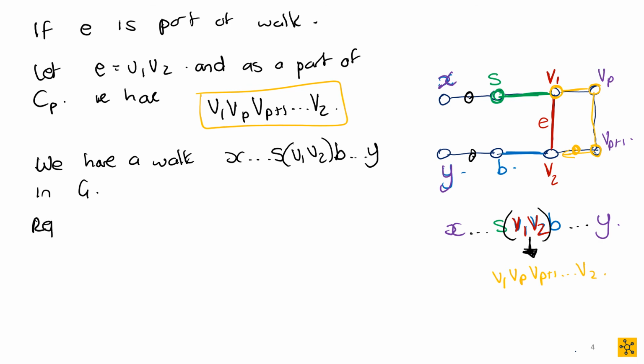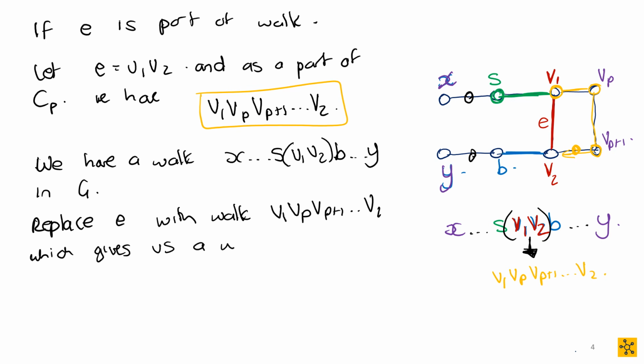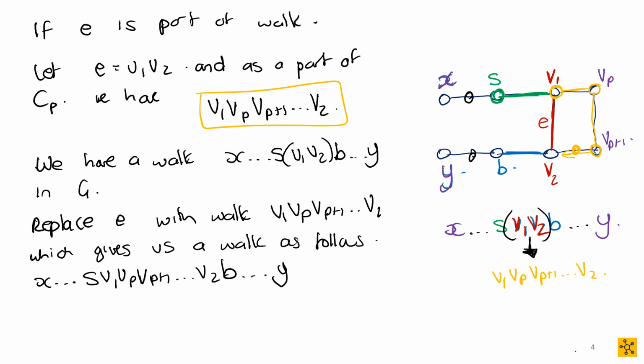Now we replace E with the walk V1, VP, VP plus 1, dot dot dot to V2, which gives us a walk as follows, where we have X, S, V1, VP, VP plus 1, dot dot dot, V2, B, dot dot dot, Y. And now we have this walk that goes from X to Y, but does not contain E. And hence it is a walk in the new subgraph, G minus E.